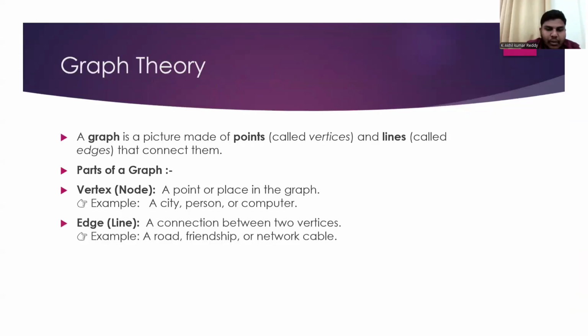Now let us discuss graph theory. A graph is a picture made of points and lines. Here points are called vertices and lines are called edges. A vertex represents an object in the network, like a city, a person, a computer, or even a server. An edge shows the connection between 2 points, like a road, a friendship, or a cable, etc.